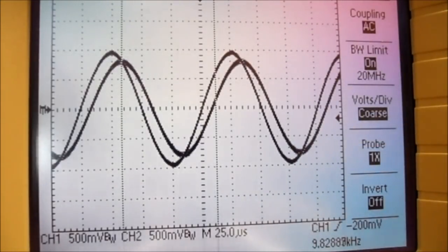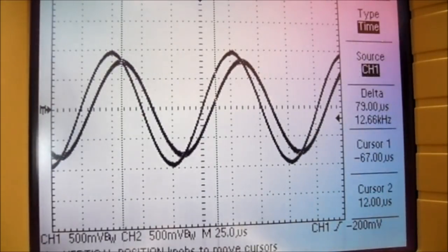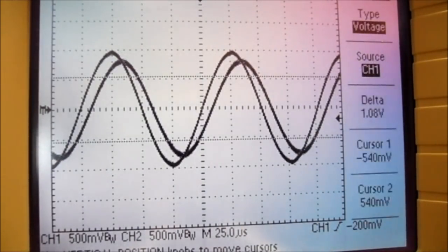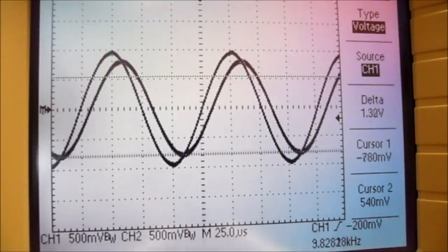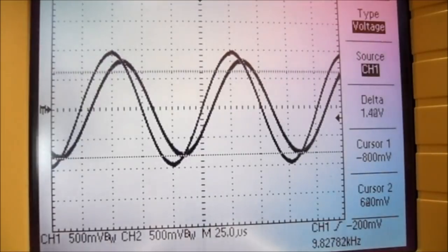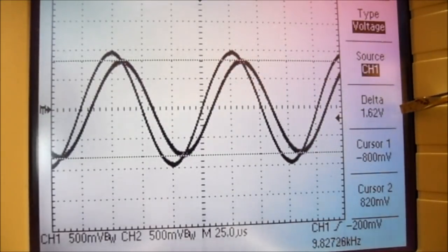To find out what its peak-to-peak value is, I'm going to put the cursors on, and they're going to be on type voltage. The first cursor needs to go to the bottom of the smaller waveform, and the second cursor needs to be adjusted to the top of the smaller waveform. And you can see the delta is 1.62 volts. That's the voltage drop across the resistor.